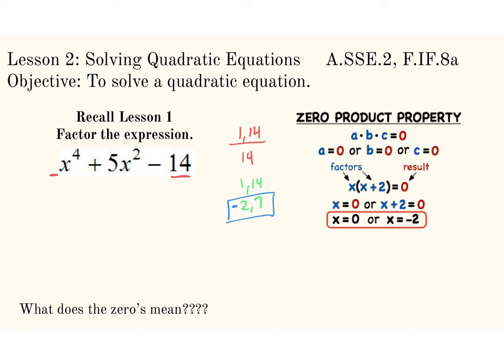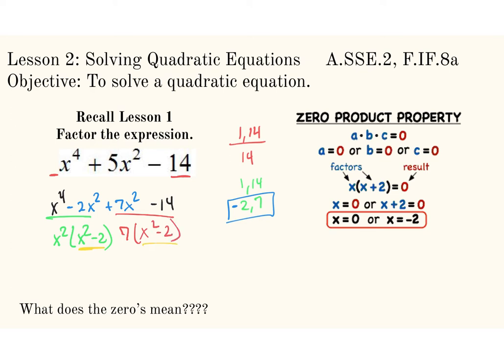So I can split up my middle term as factors of negative 2 and 7. So x squared minus 2x plus 7x minus 14. And then I can factor by grouping. So I'm left with an x plus 7 and then x minus 2. This checks out because my two parentheses are the same, and I am left over with an x plus 7.